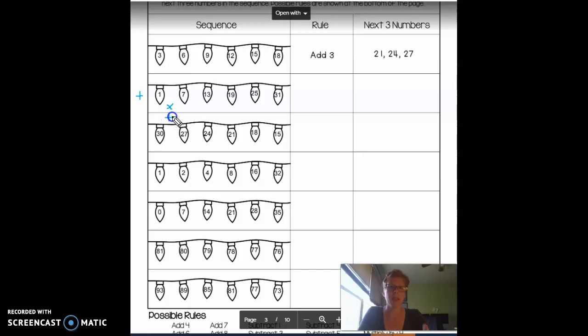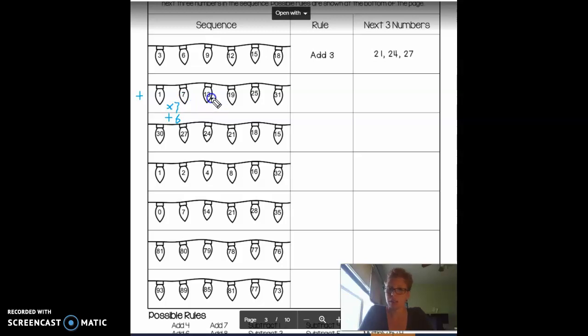Well, can I multiply 1 by anything to get to 7? Yes, I can. 1 times 7 is 7. Can I add anything to 1 to get to 7? Yes, I can add 6. So here are our two possible rules. We will either be multiplying by 7 every time or adding 6. So let's go to the next number, to 7. 7 times 7. If I multiplied 7 times 7, is my answer going to be 13?